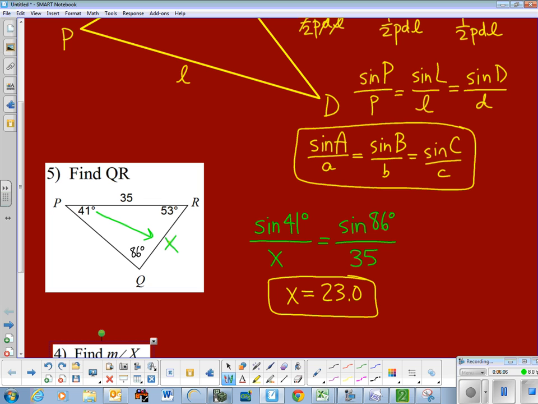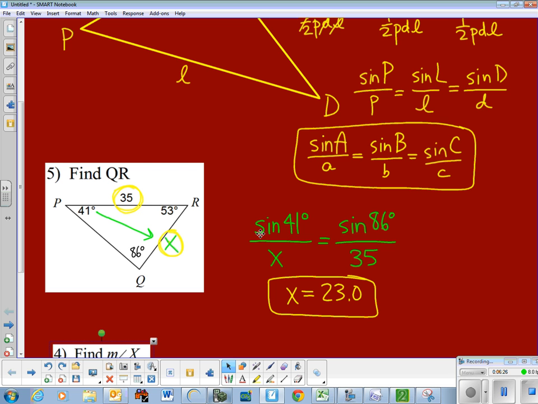Always look and see if your answer is reasonable. If this is 35, could this be 23? Yeah, it's a little bit shorter. It's not too short, but it makes sense. That's what matters. All right, so a quick, easy little proportion. This law of sines is a quick one. It's a powerful law helping you find missing sides and angles.